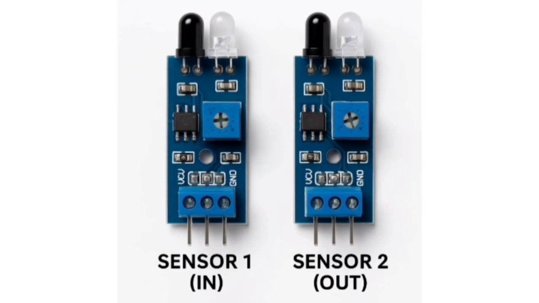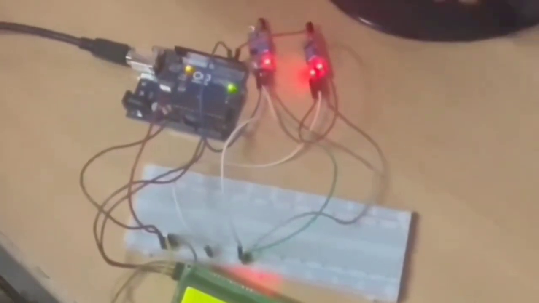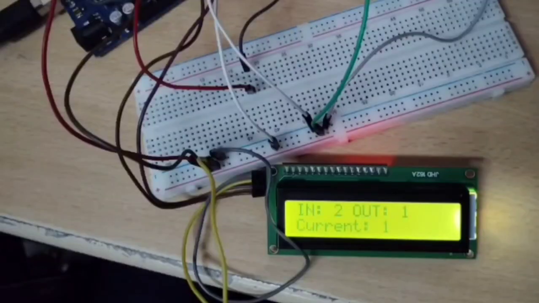If sensor 1 is triggered before sensor 2, the system interprets that as an entry. If sensor 2 is triggered first, it is considered an exit. Every entry increases the counter by 1 and every exit decreases it by 1. The current count is shown on the 16x2 LCD display in real time. This provides a live overview of the number of people currently in the room.